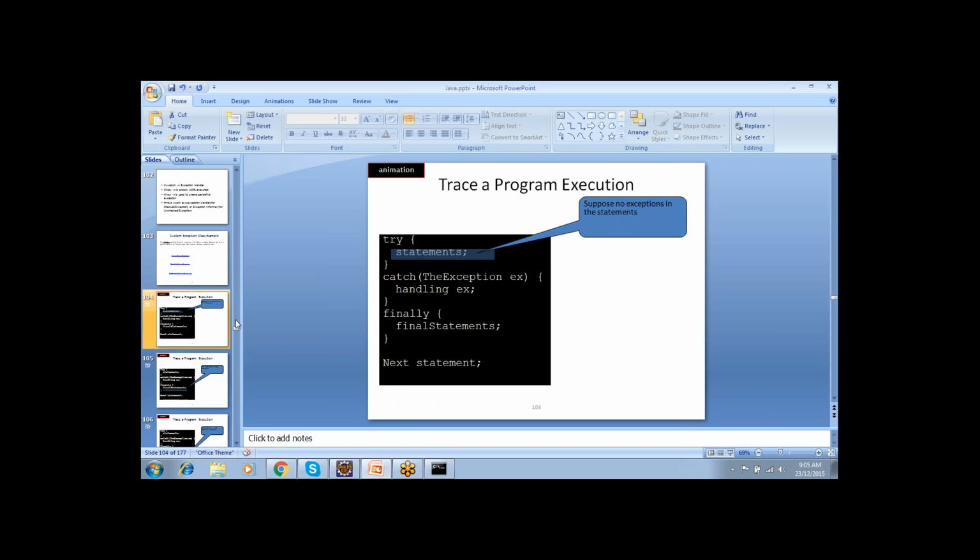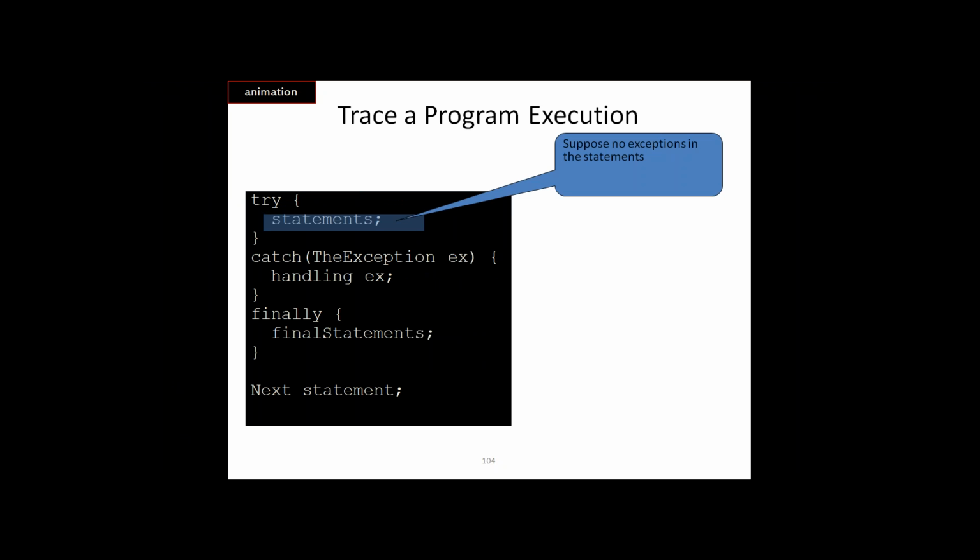And I have designed some animations of the try catch block. Let's see how execution will go if an exception occurs. See, in the try block, suppose there is no exception in the statement, so execution will go on. Can you tell me which statement will be executed if no exception occurs in the try block?